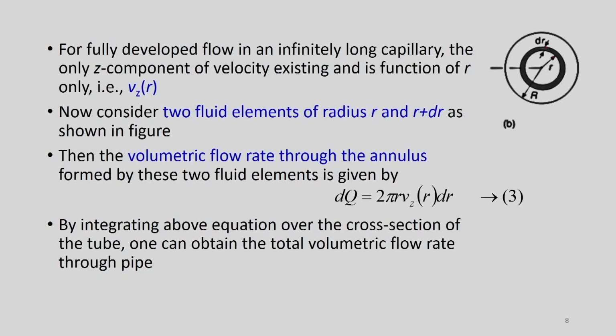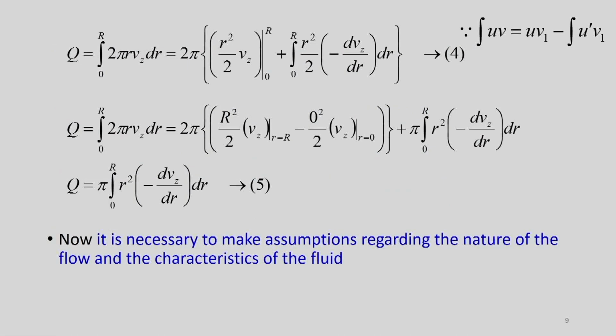Now, if you integrate dQ equals 2 pi r Vz dr over the cross section of the pipe, you can get the total volumetric flow rate of the fluid flowing through the capillary. So, let us do that. To get the total volumetric flow rate, let us integrate this expression. Integral of dQ is Q equals integral 0 to R of 2 pi r Vz dr. Now r and Vz are both functions of r, so we have to apply the integration by parts formula to integrate this.